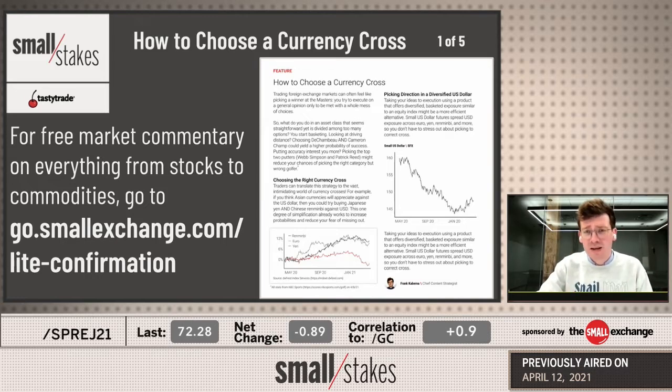And we zeroed in this week on choosing a currency cross because the dollar is starting to pick up and you're seeing some back and forth in British pound and Australian dollar. Those two are kind of the two volatile pieces here, but also that Chinese renminbi and some other things.